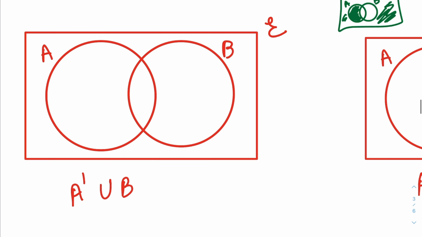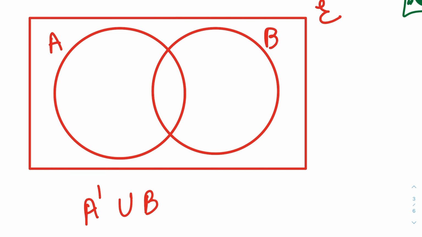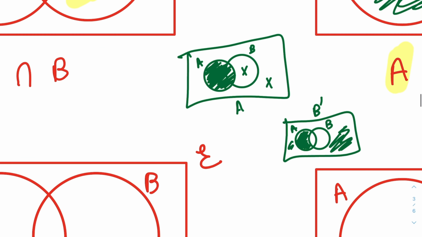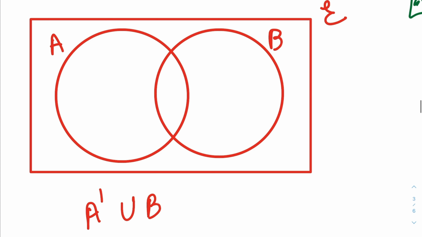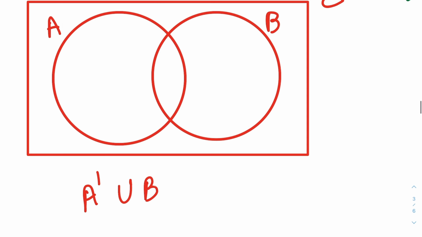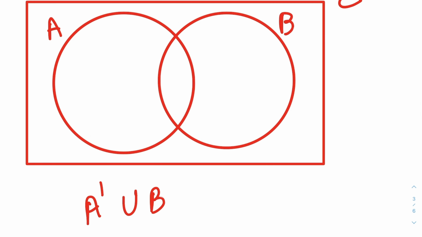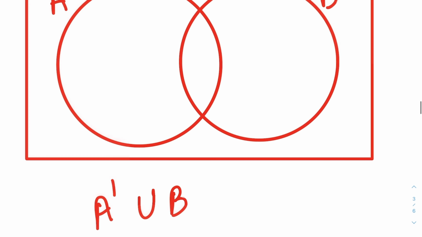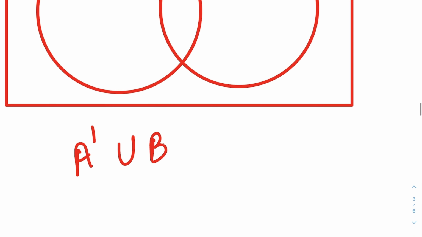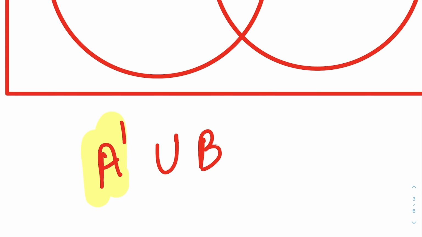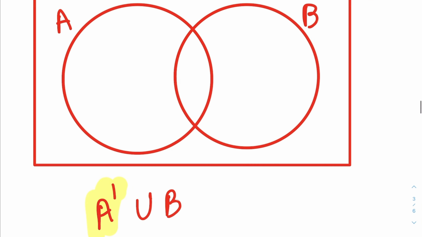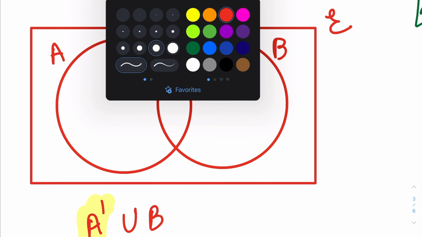So A dash union B. In A dash union B, we have to shade everything in A dash and B. So let's shade A dash first, okay? In union, if you don't get it, what you do is first you shade the set on the left, then you shade the right hand side on top of the left hand side. I'll show you.